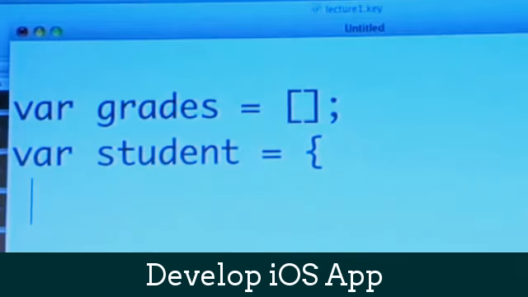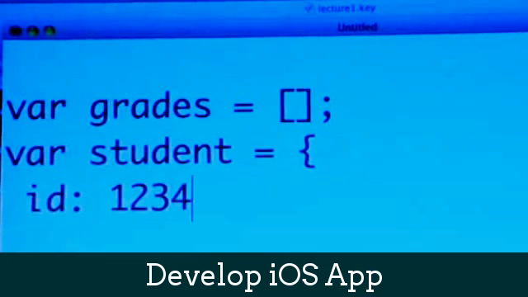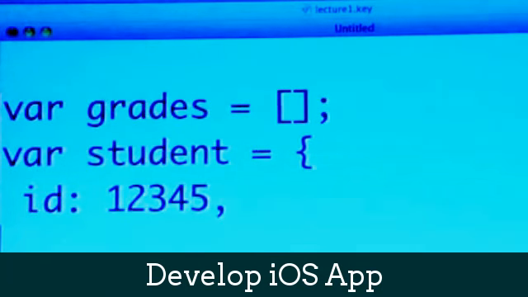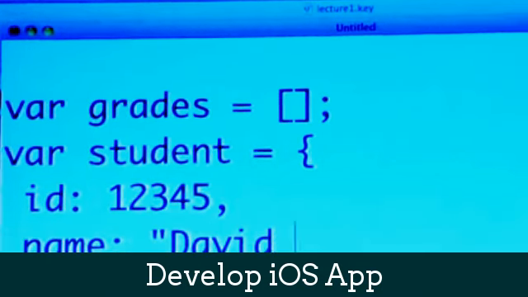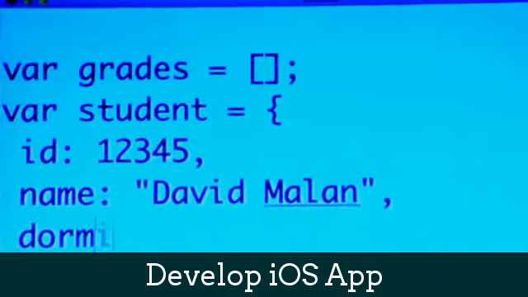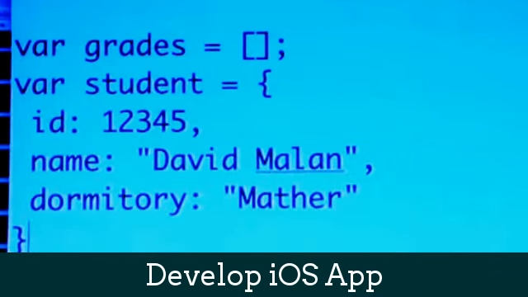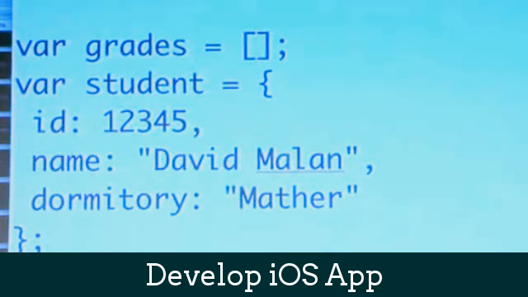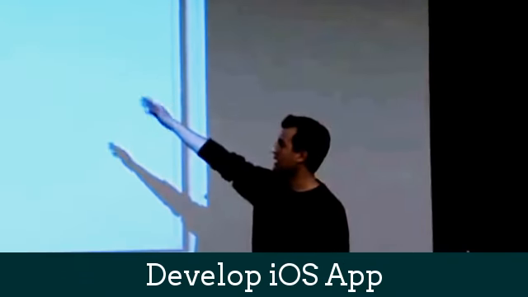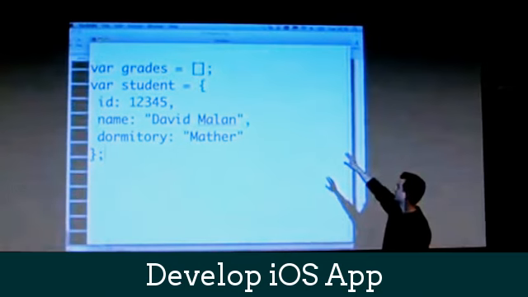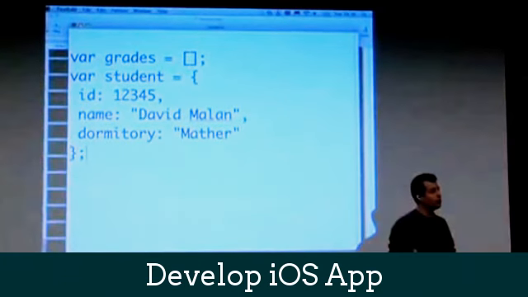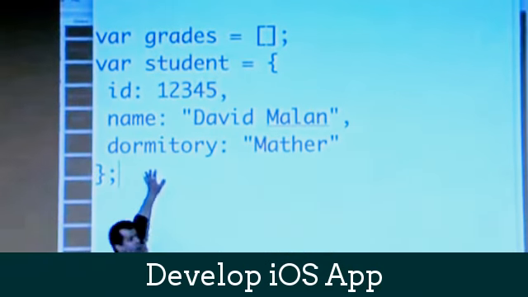And in terms of syntax, if I want to define a student object that's actually more interesting than this empty student, I might say ID colon 1, 2, 3, 4, 5, comma, and then name might be quote unquote David Malan, and then I might say dormitory equals, let's say, Mather, and then I close the curly braces, semicolon. Now this is a stylistic decision, the fact that I've hit the space bar before ID and name and dormitory, the fact that I've hit the carriage return after the open curly brace, but this is very often the approach people take stylistically in JavaScript to define objects.